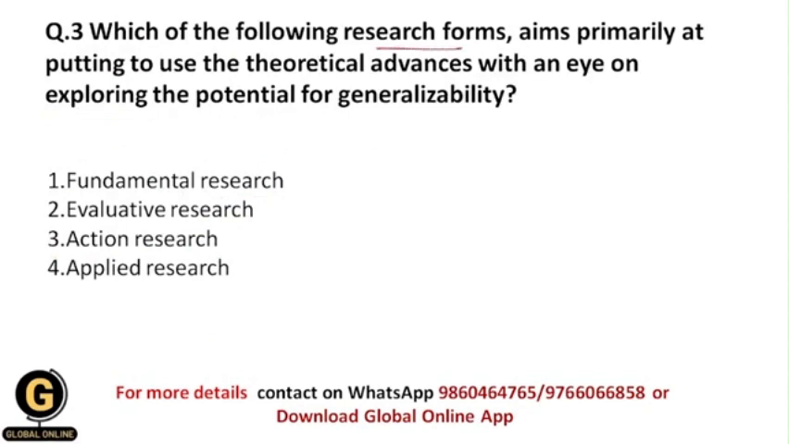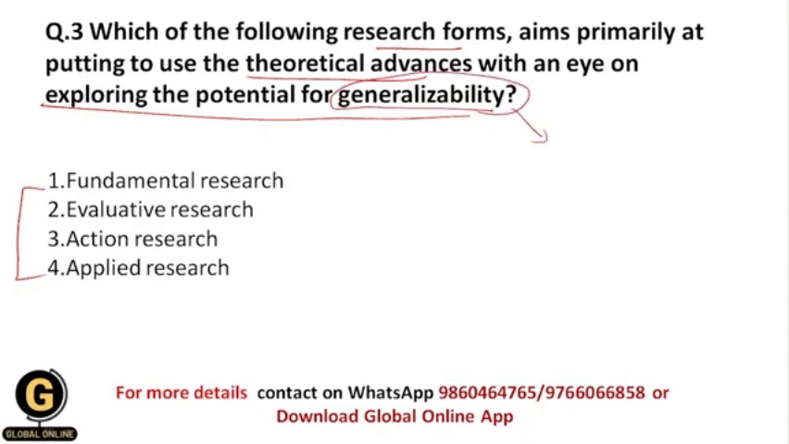Which of the following research forms aims primarily at putting to use the theoretical advances with an eye on exploring the potential for generalizability? Among these research options, which is the research type which primarily aims to use the theoretical advances which are already there, and as well here our aim is to explore the potential for generalizability. So basically students, generalizability is nothing but we are going to generalize the results of our solution to real facts or to other real situations. This is called generalizability.